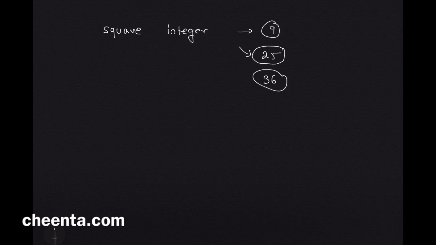Consider the square of an integer. Examples are 9, 25, 36, and so on. The question is, what happens if we divide this by 4? And what happens if we divide this by 8?